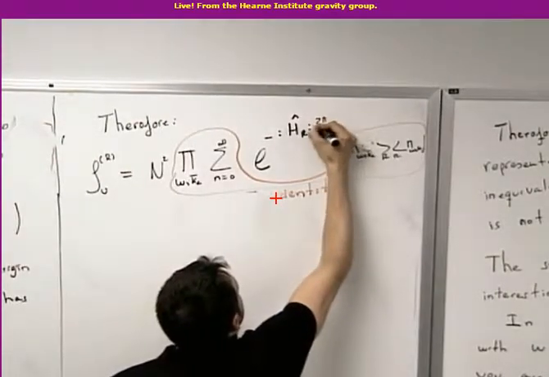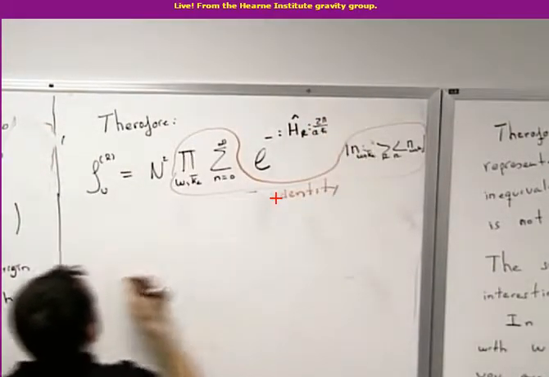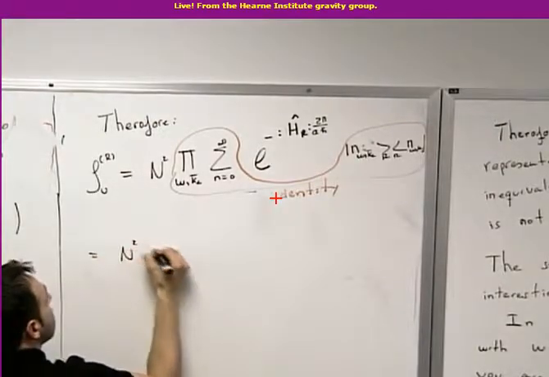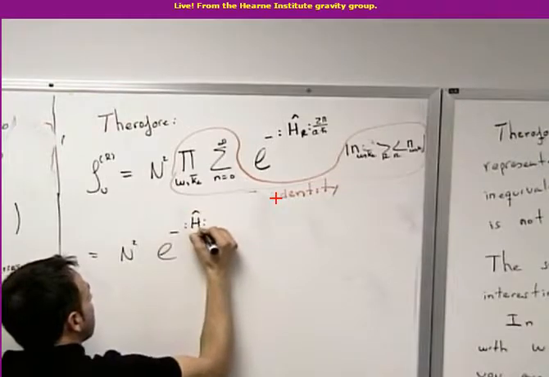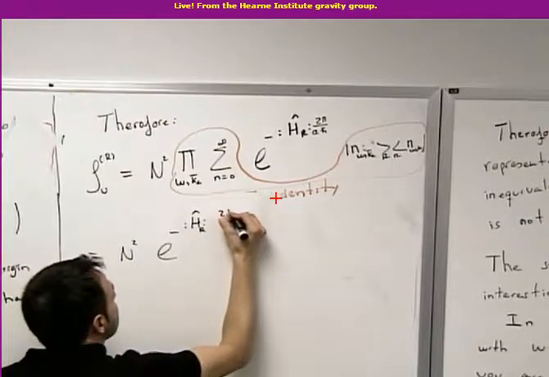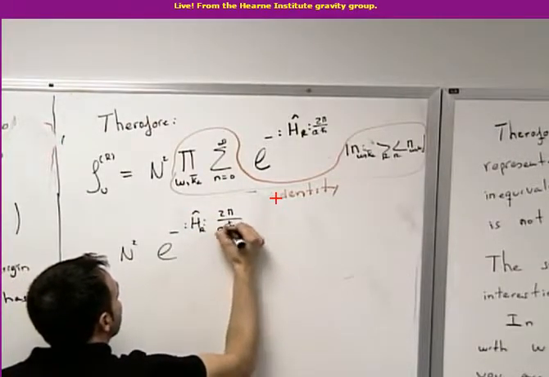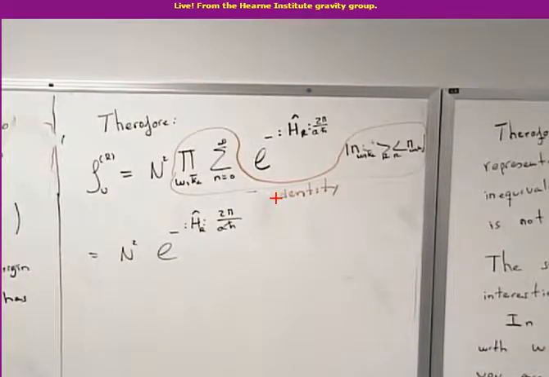So 2 pi a over h. So this is just n squared e to the minus this guy 2 pi a over h. This is what this density matrix is. Quite elegant way of writing it. Any suggestion? What is that? What is this? So, physical interpretation.